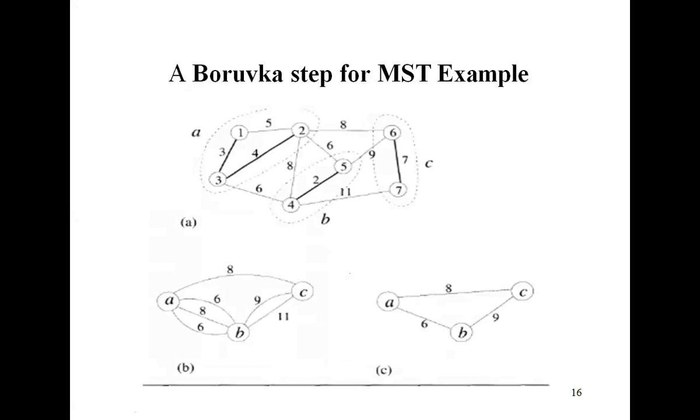So 3 comma 4 and 2 comma 6, another one. These two are also connecting. So 3 comma 4 means component A to component B. This is 3 to 4, this one, 6 edge. In the same way, here also component B to component C it is 9, and component A to component C it is 8. So the cost is less, 8. So you are selecting component A to component C. The edge cost is 8. We are selecting that particular one.